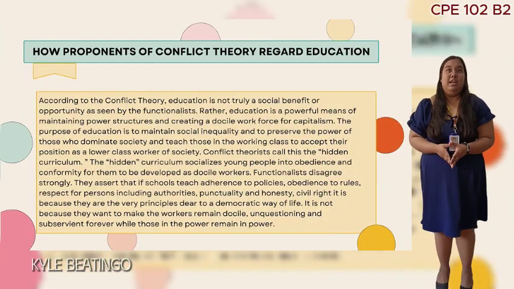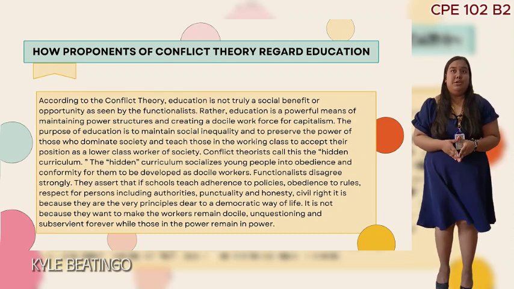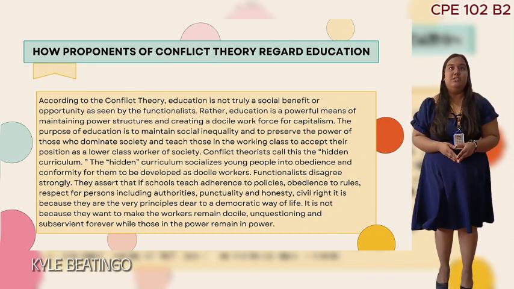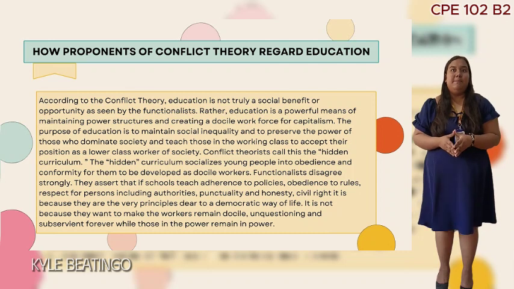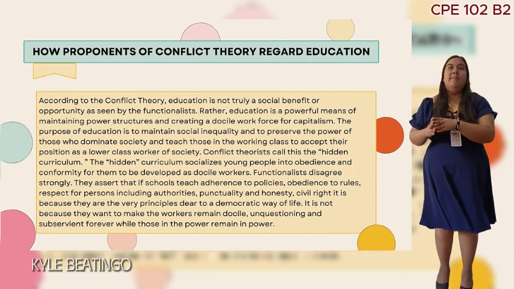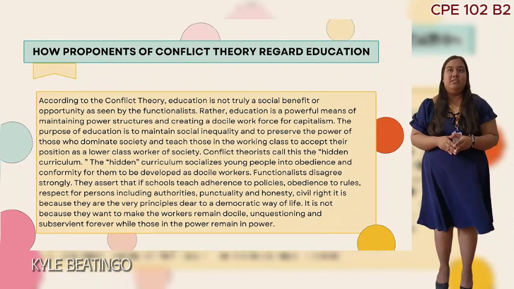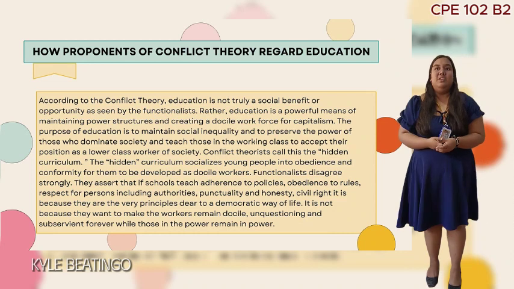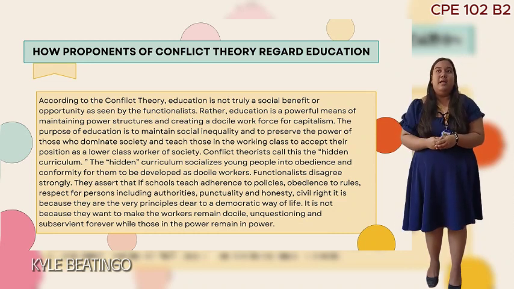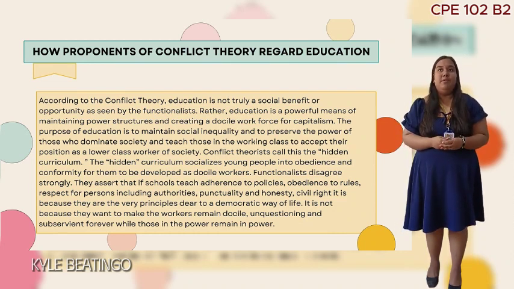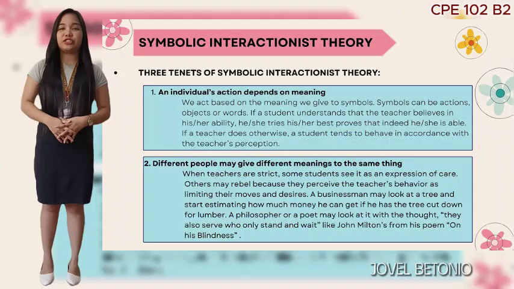Functionalists disagree strongly. They assert that if schools teach adherence to policies, obedience to rules, respect for persons, including authority, punctuality, and honesty, civil rights, it is because they are principles dear to the democratic way of life. It's not because they want to make the workers remain docile, unquestioning, and supervised forever while those in power remain in power.